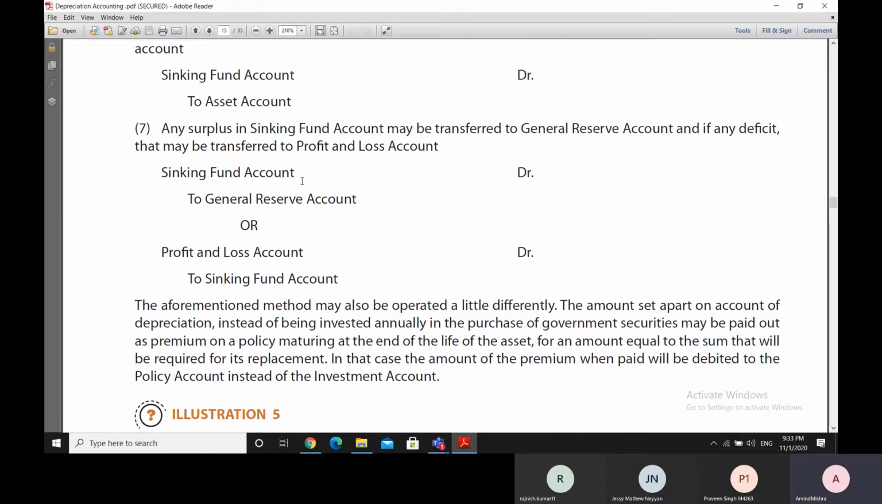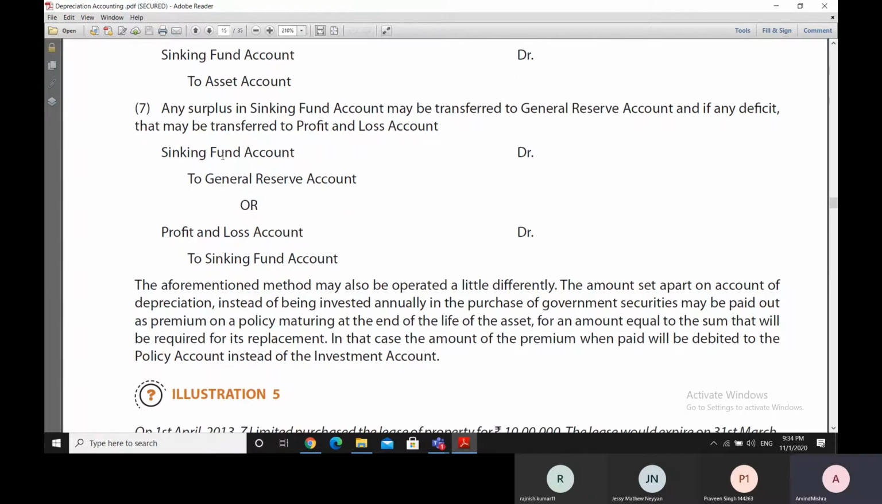And why is this sinking fund account surplus being transferred to the general reserve? Because we don't need that amount in the sinking fund account; the utility of the sinking fund account is gone now, because we have already utilized the amount that we had invested for purchase of the new asset. For purchase of the new asset, we don't need to write an entry here for the depreciation. Straight away that would be bank account credit and purchase of the asset, so debit new asset account.